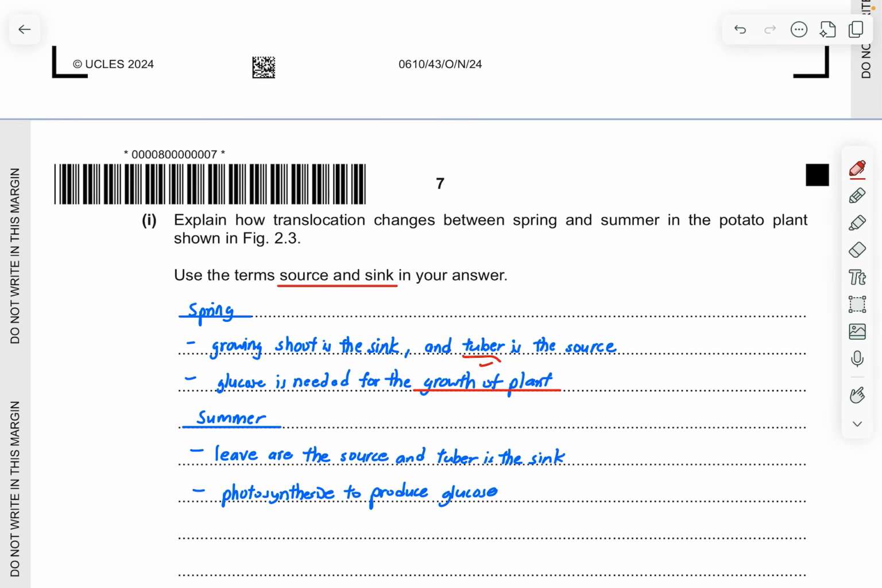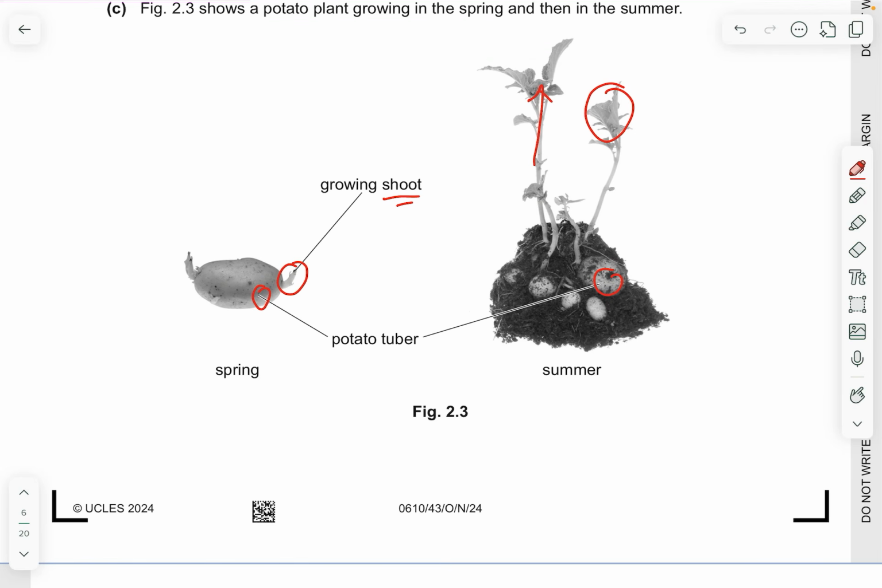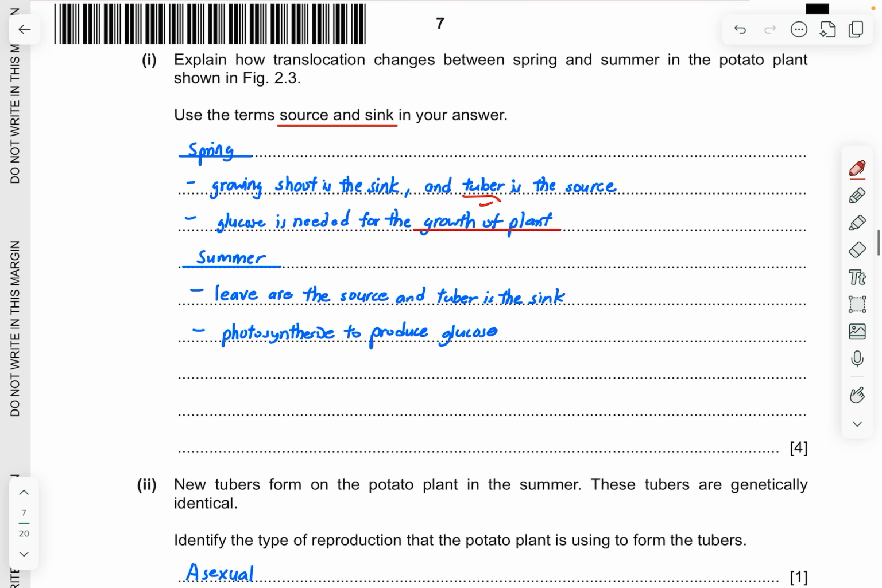But during the summer, you can see that the leaves are now able to photosynthesize. When they're able to photosynthesize, they can produce their own glucose. So as a result, the leaves become the source and the tubers become the sink, because this happens during winter where all of the things switch again, and all the nutrients that have been stored in the tubers will be used for growth or to maintain the plant properly. So as a result, this is the answer that I mentioned just now, that during the summer, the leaves are able to photosynthesize and then they can produce glucose.